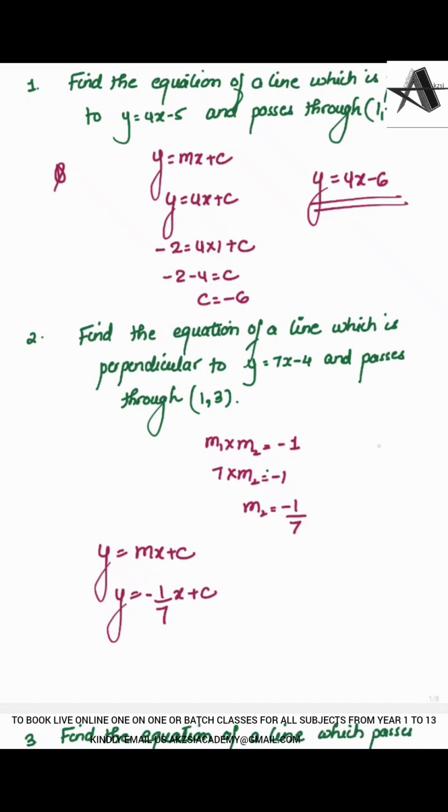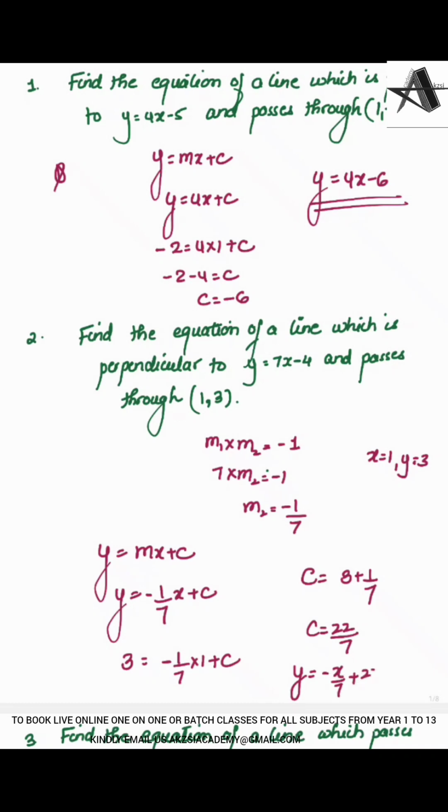Now I just need to put x equals 1 and y equals 3, because this point is lying on this line and it should satisfy it. So y would be 3 and x would be 1. So c equals 3 plus 1 over 7, which is c equals 22 over 7. So the final equation of the line is y equals minus x over 7 plus 22 over 7.